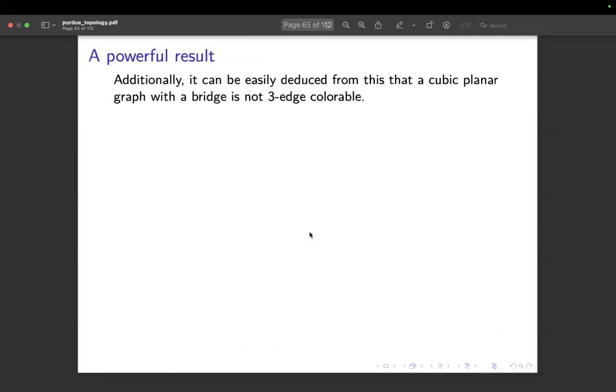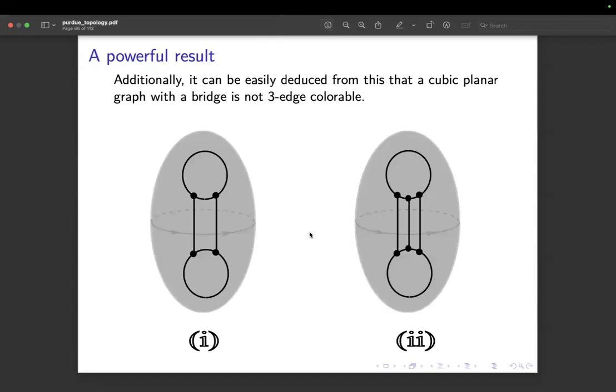And additionally, it can be easily deduced from this that a cubic planar graph with a bridge is not 3H colorable, because the moment you have a bridge, it has to get some non-identity element, and then there is a cross section which has only a single element labeled by a non-identity element, and that's not 1. So here is the reason why this theorem is stronger than the actual work of Tait.